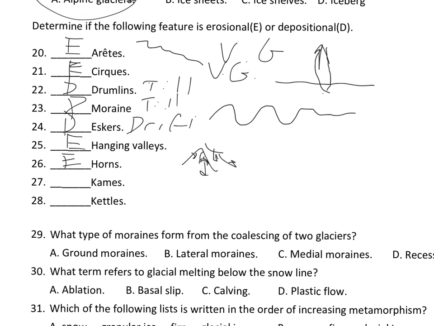Hope my little drawings are helping. Kames are drift deposits, and they look like little moguls. And then a kettle is technically a depositional feature, right? A chunk of ice broke off, and then sediment fills in around it. So kettle's going to be a little bit of depression, but it's not carrying material away.